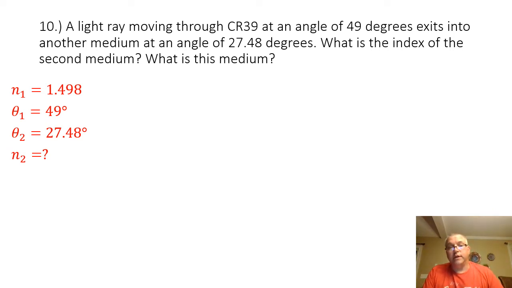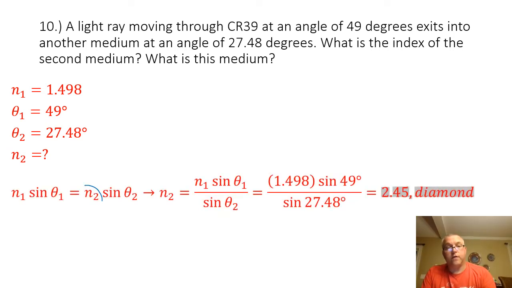So if we start with Snell's law and solve for N2, we will get N2 equals N1 times sine theta 1 divided by sine theta 2. Plugging in our known values for those variables will give me an index of refraction for the refractive medium of 2.45. And again, if I look at the table of indices of refraction, I will see that the substance that has an index of refraction of 2.45 is a diamond.